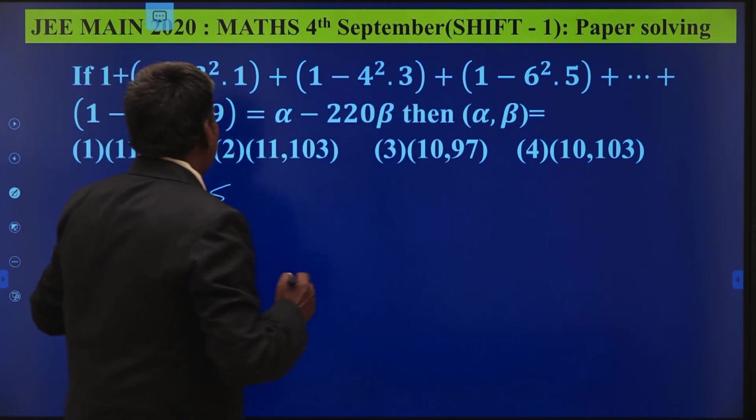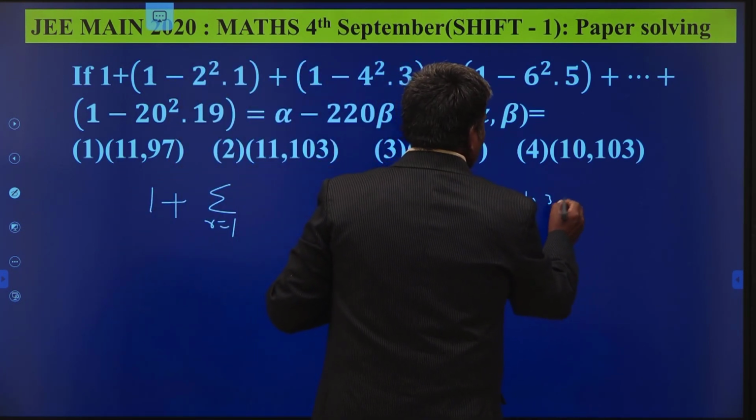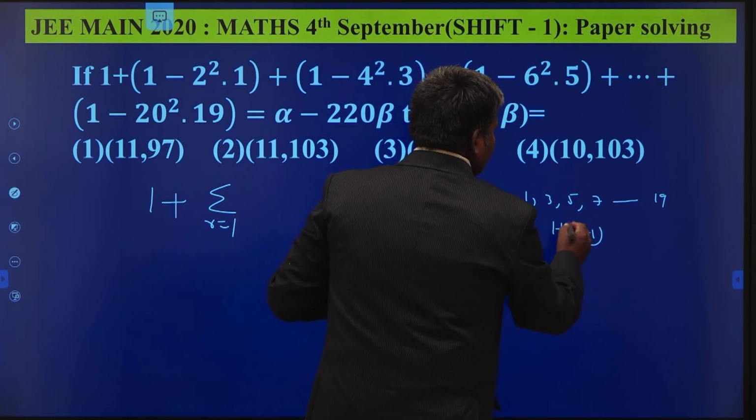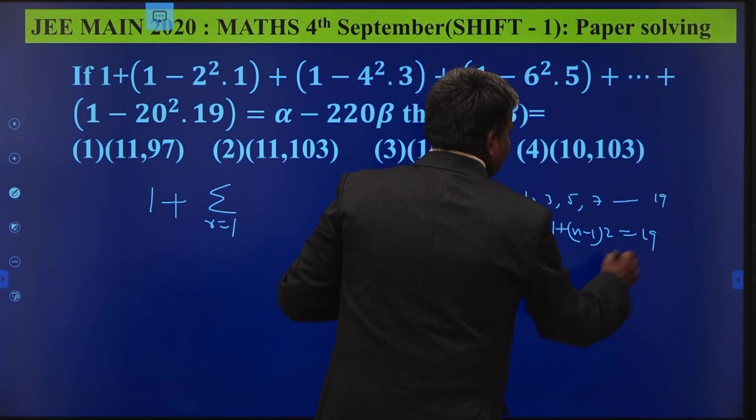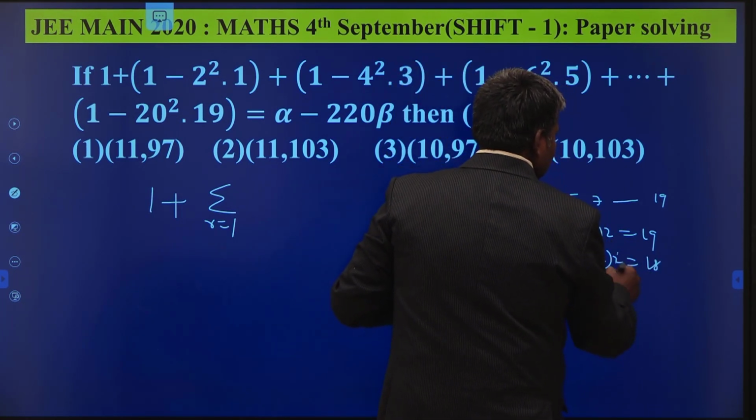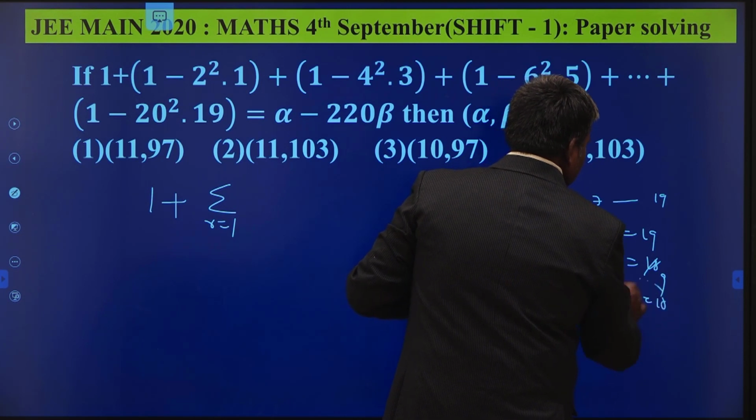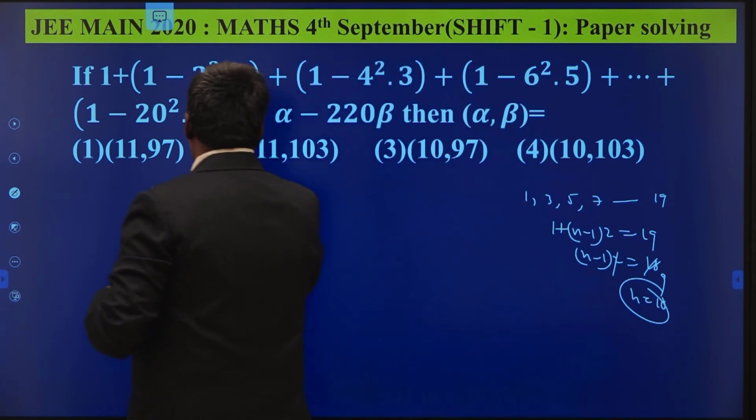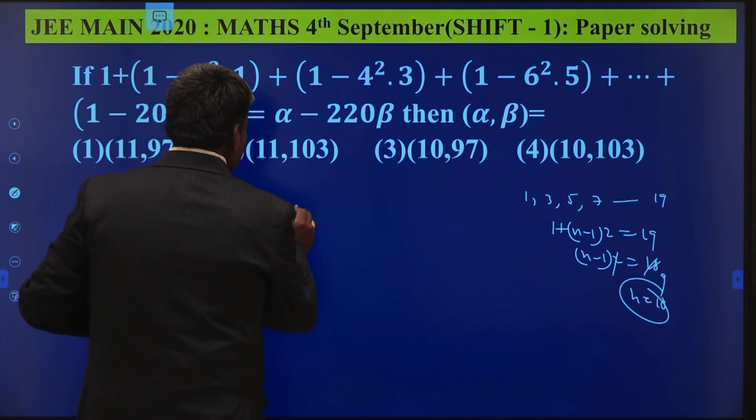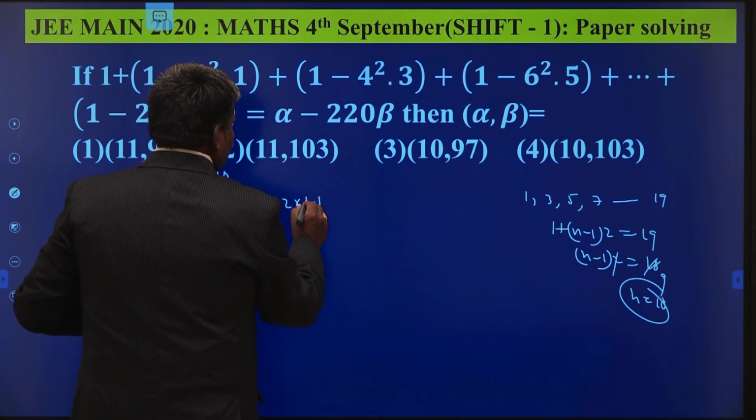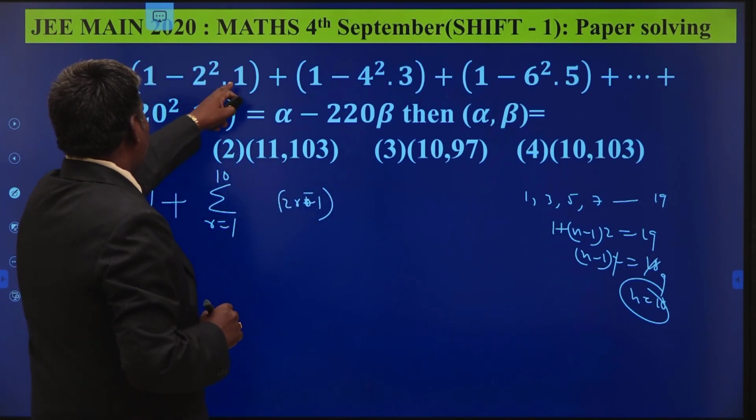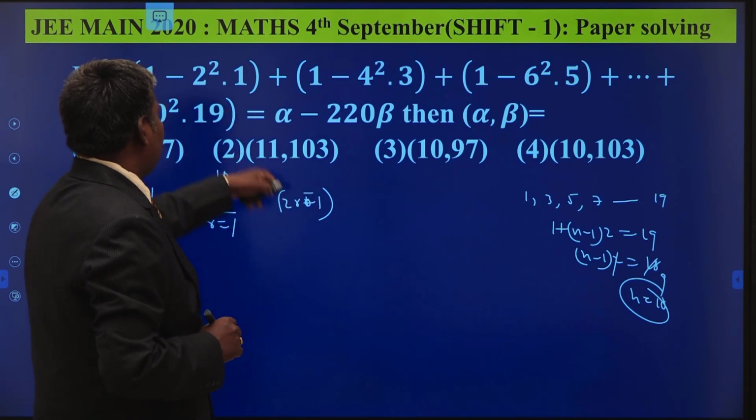How many up to 19 means 1, 3, 5, 7 and so on up to 19. a plus (n minus 1) into d, difference is 2, is equal to 19. (n minus 1) into 2 is equals to what? 18. This is 9 times. So the number of terms is 10. So sigma r is equals to 1 to 10. This is 2r plus 1, 2r minus 1, I think so. For r is equals to 1, we get first, r is equals to 10, 19.